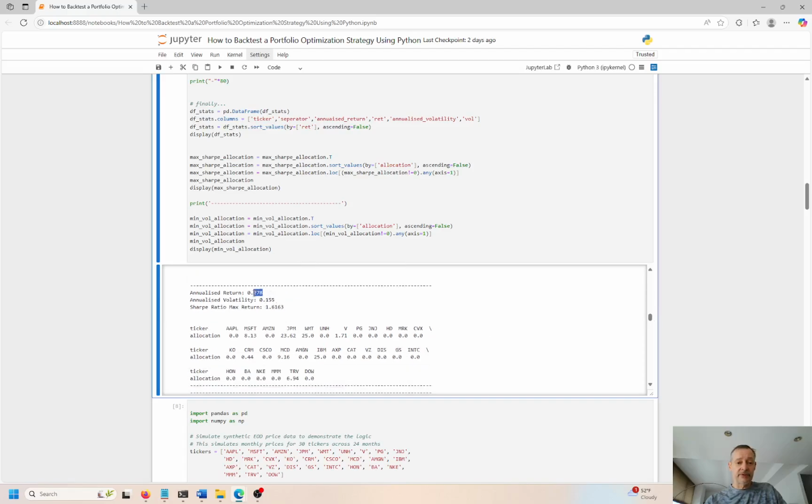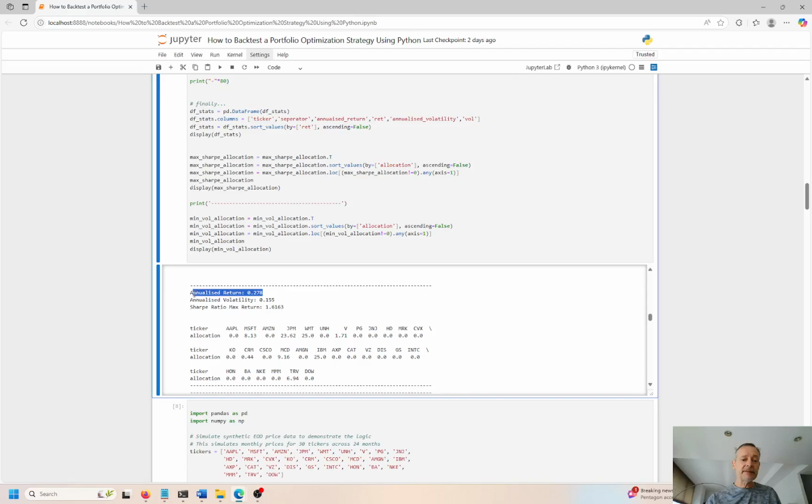So the annualized return is 27.8%. So 27%. Pretty good, right? If you invest $1,000, you'll make $278. If you invest $10,000, you make $2,780, I guess. And this is the annualized volatility, and this is the Sharpe ratio, right? So anything above one is good. Close to one is okay. The higher the better, right? You want your Sharpe ratio to be higher. The Sharpe, again, is the return minus the risk-free rate divided by the standard deviation, and that is the volatility or the bounciness of the stock.